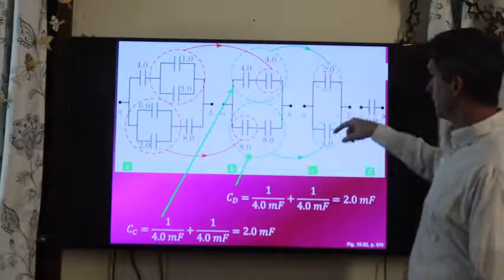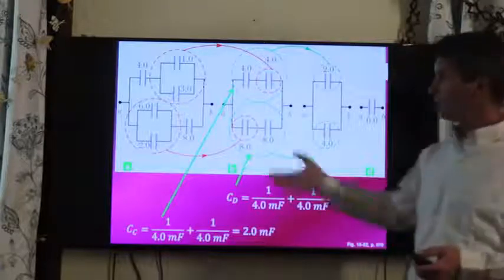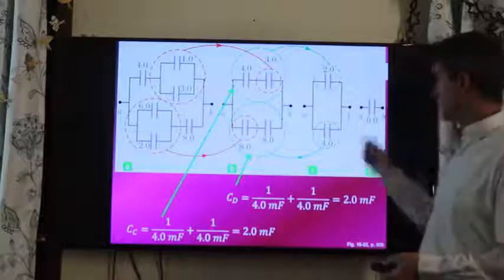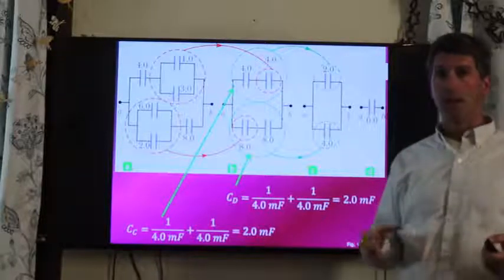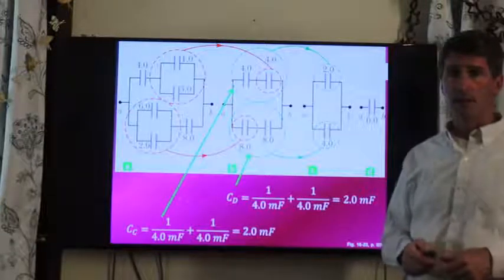And now we have 2 in parallel. 4 plus 2 equals 6. So you can see, even a fairly complex circuit like this can be reduced to a single element, and once you have it reduced to a single element, it's very easy to predict how it's going to behave.